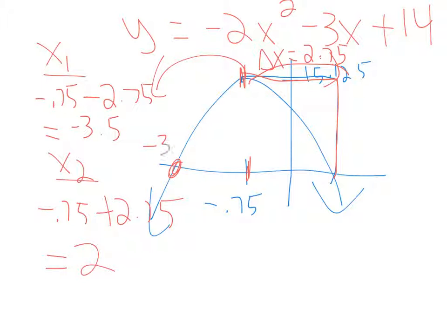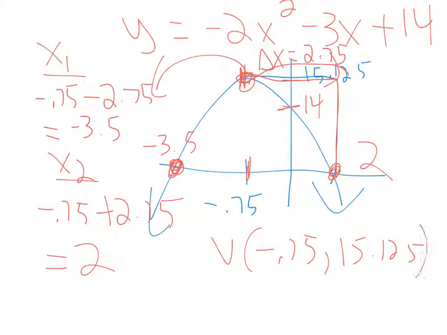Right here is negative 3.5. That's the one that's right here. This one here is 2. The y-intercept is 14. And the vertex is right there. The vertex ordered pair is at negative 0.75, comma, 15.125.